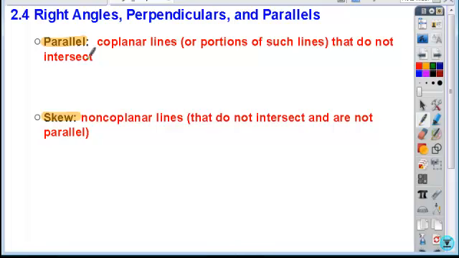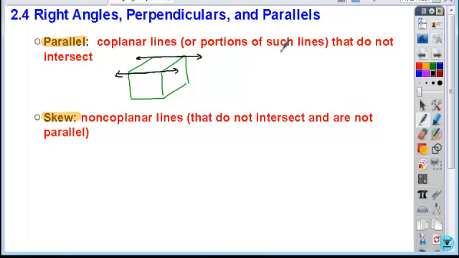Okay, so if you're using the word parallel to describe a relationship between elements, what you're saying is that they are coplanar lines or parts of coplanar lines that do not intersect. So if we were to take a 3D representation, a box to represent multiple planes, if we took this line and this line, those are two lines that are coplanar. They're contained in the same plane, or can be contained in the same plane. However, they're never going to intersect. Those would be considered parallel.